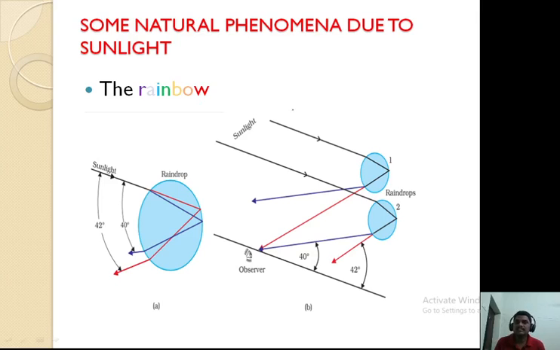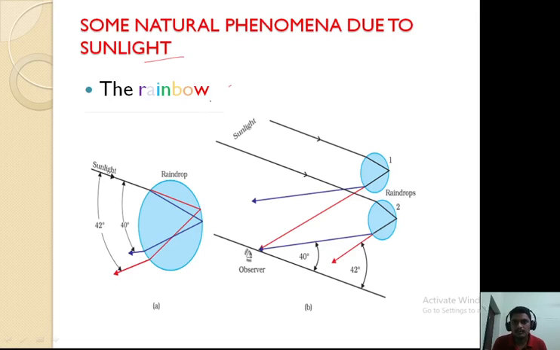Now we will discuss some natural phenomena due to sunlight. We see different colors in our daily life, like a rainbow, the blue color of the sky, and the colors of the wings of birds, peacock, and many examples. We will discuss some of these examples in this class.